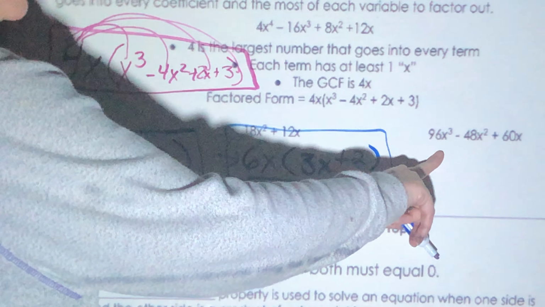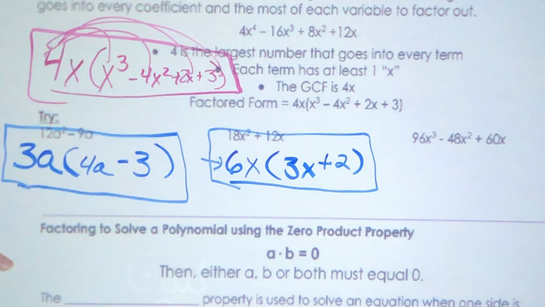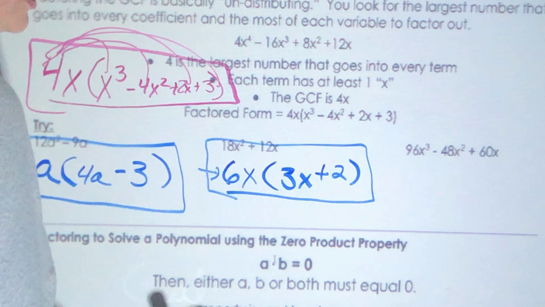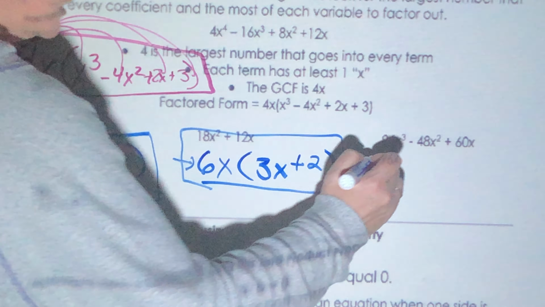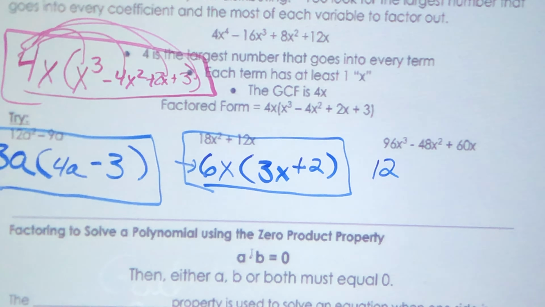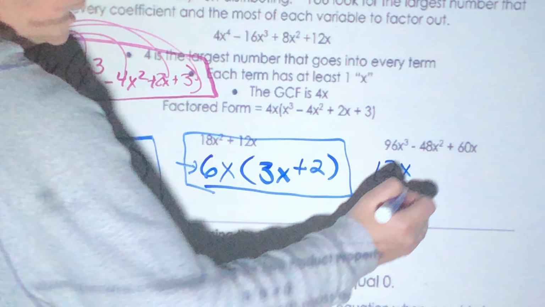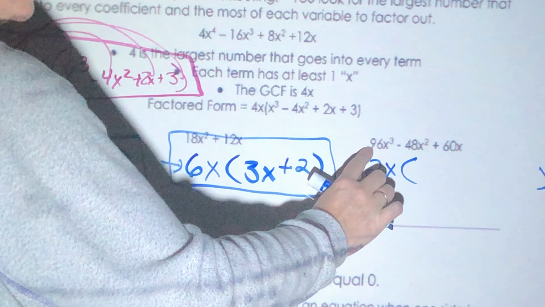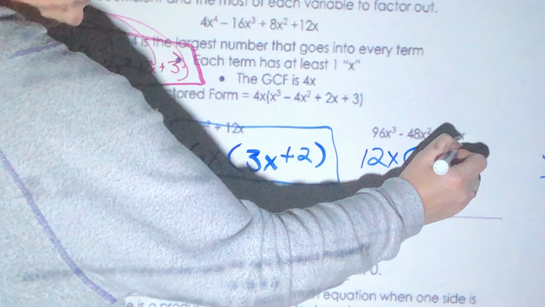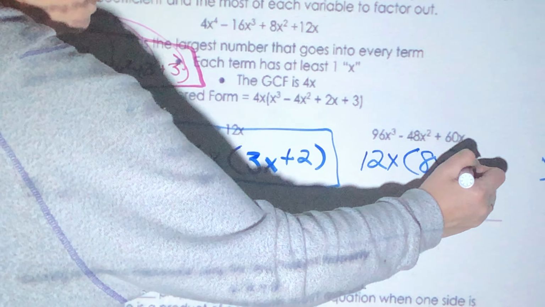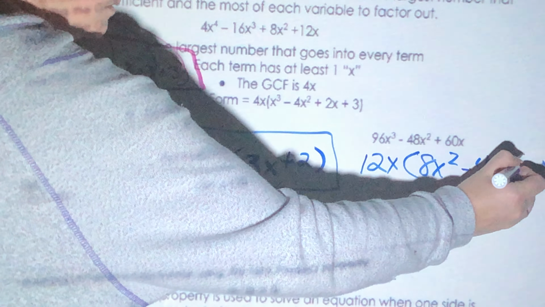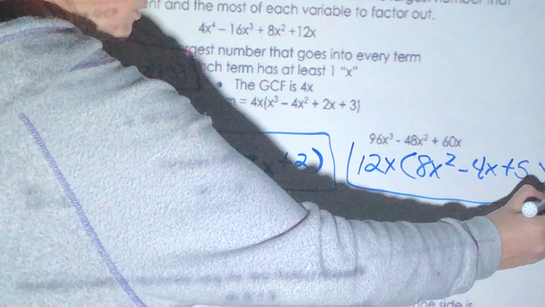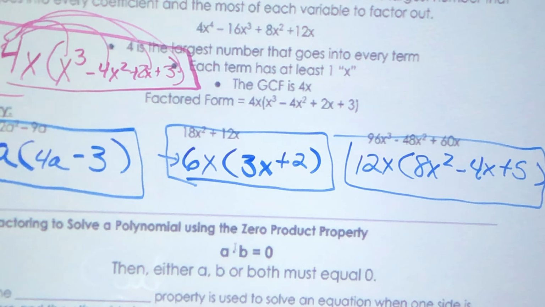And for the last example over here, 96x cubed minus 48x squared plus 60x, the largest number that goes into all three of those evenly is 12. The most x's they share in common is 1x. And so in parentheses, to get back to this, I would have to multiply by 8x squared minus 4x plus 5. So your GCF is 12x. The complete factored form is this.